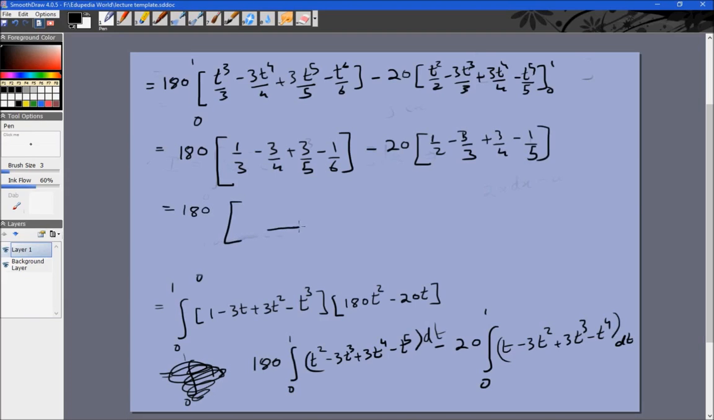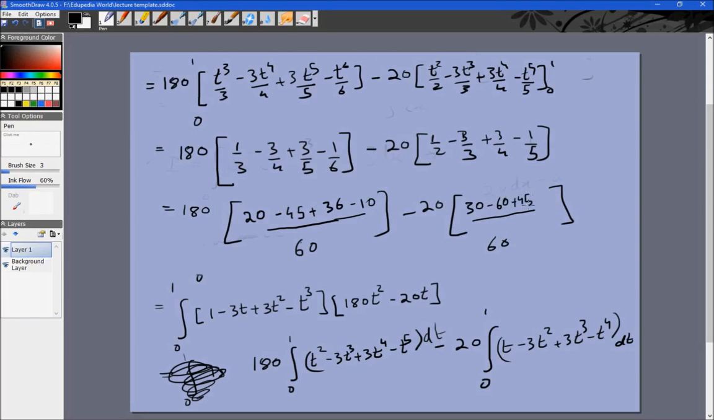And we can just take the LCM in both cases. We will get 3, 4, 5 and 6. We can take 60. So then this will be 20 by 60 minus 3/4 will be 45 by 60 plus 3/5 will be 36 by 60 minus 10 by 60, and minus 20 times. Here we can just take 4 and 5 and 3. Again we can take 60. So 30 minus 60 plus 45 minus 12.